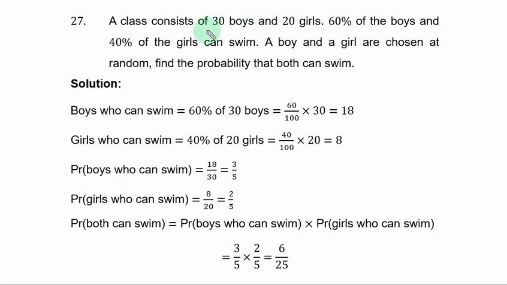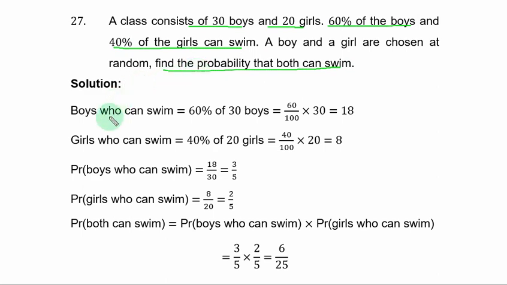Example 27. A class consists of 30 boys and 20 girls. 60% of the boys and 40% of the girls can swim. A boy and a girl are chosen at random. Find the probability that both can swim. We need to get the number of boys and girls that can swim before we can obtain the required probability.